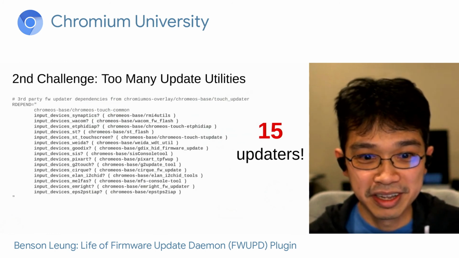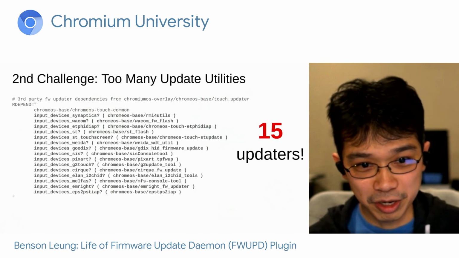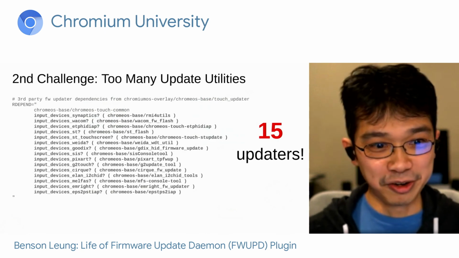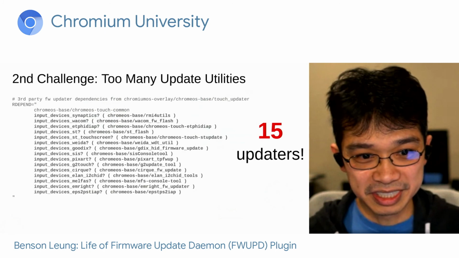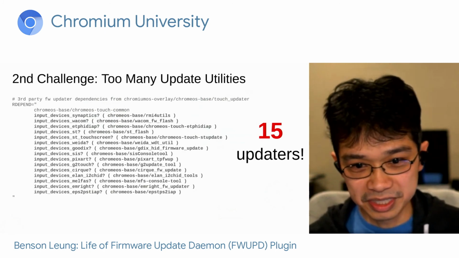Many are built just for Chrome OS, and once we've shipped an updater for a product that's gone into production, they're not likely to look at the code anymore or give us a new release. Having 15 updaters means it's also hard to audit these for security vulnerabilities and other common bugs.